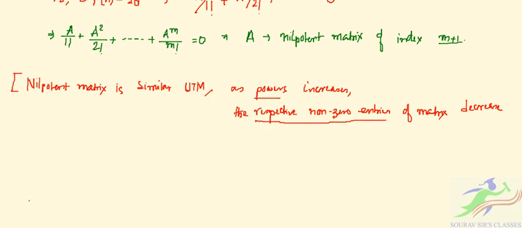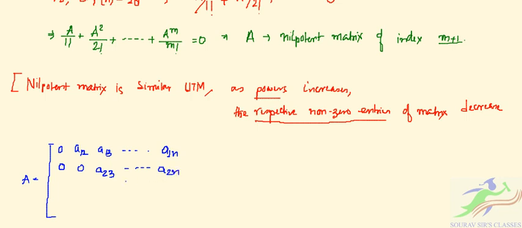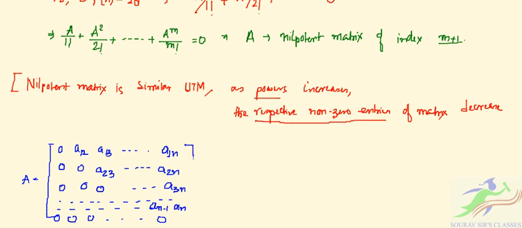Let A be a matrix, so you can write it with entries A13, A1n, A23, A2n, where here all will be 0, and it is A3n, and here it is A(n-1)n, and the last row will be 0. So this is A.